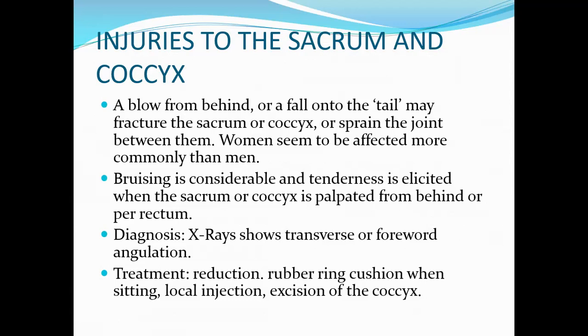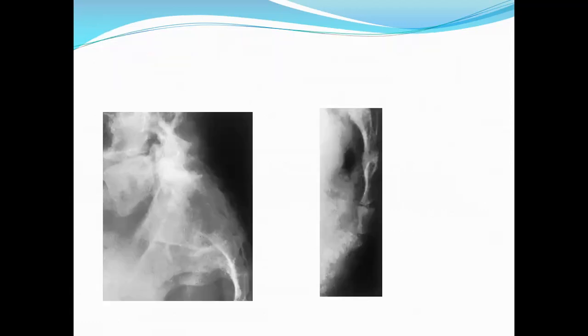due to the fracture. Treatment: we can reduce it by doing PR, and through the PR we can catch the coccyx and try to elevate it to abolish the angulation. After that, a rubber ring cushion is of value after reduction, with local injection of steroid and maybe local anesthesia. And sometimes in chronic patients who do not respond to local injection, we do excision of the coccyx. Here we will see this fracture is very clear. Here the angulation is evident. So this is the fracture of the coccyx.